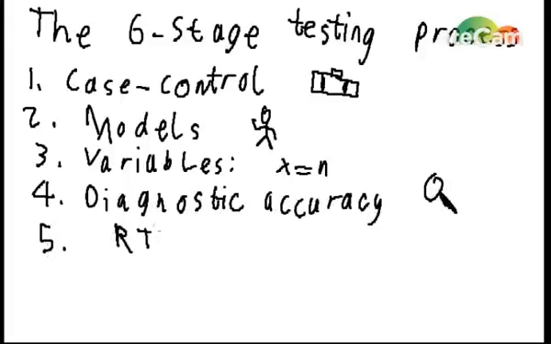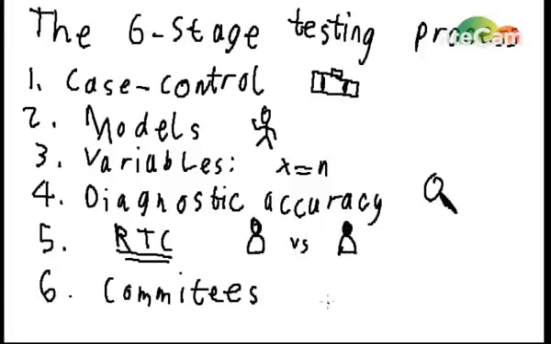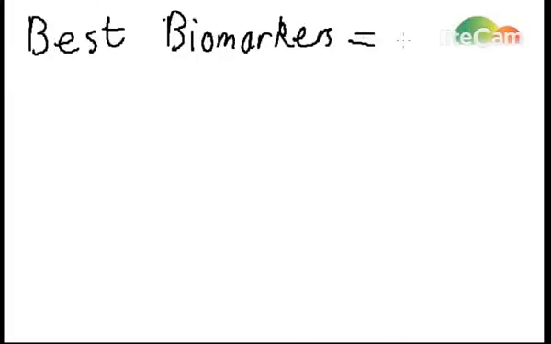4. Diagnostic accuracy studies to see if measuring the biomarker is of any benefit to patient outcome. 5. A randomized controlled trial to test its efficacy. And 6. Running it through a committee to see if it is good in practice in terms of financial, social, and ethical problems. The best biomarkers are from sources which directly relate to the disease pathology.